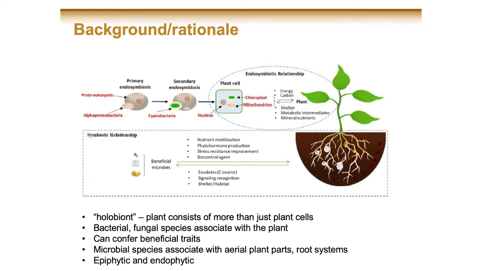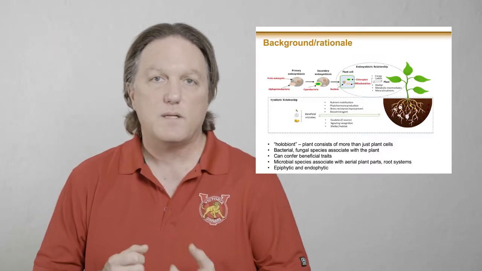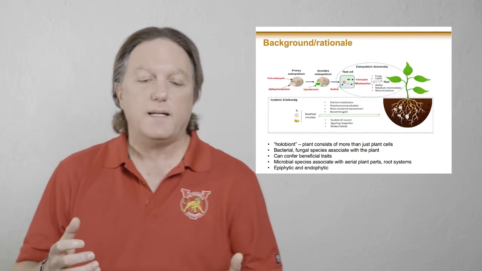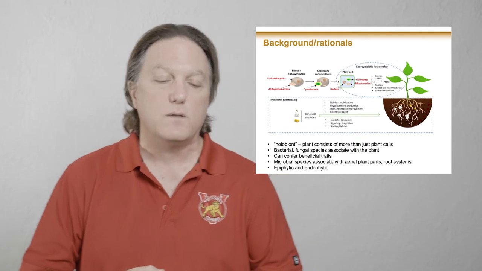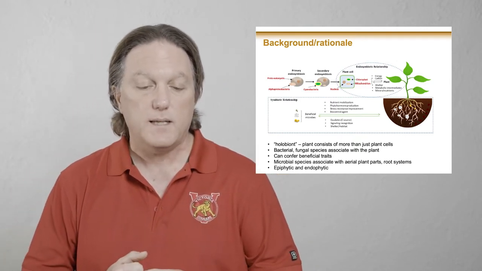And throughout those eons of evolutionary time that have elapsed between those endosymbiotic events and today, plants have developed many complex and important interactions with the microbial life that they find all around them. These interactions are important enough that we're coming to view a plant as more than just a plant cell or a collection of plant cells and plant tissue, but as this concept of something we call a holobiont, where a plant consists of more than just its plant cells. We have a whole range of bacterial and fungal species that associate very intimately with the plant.